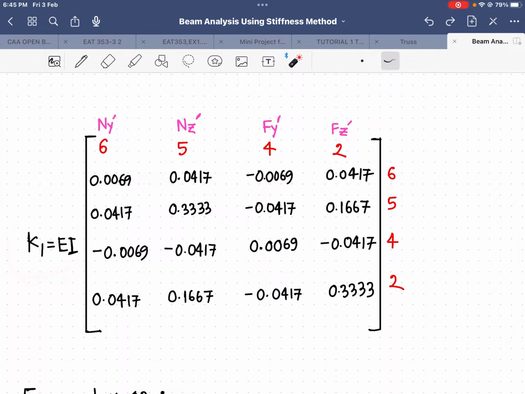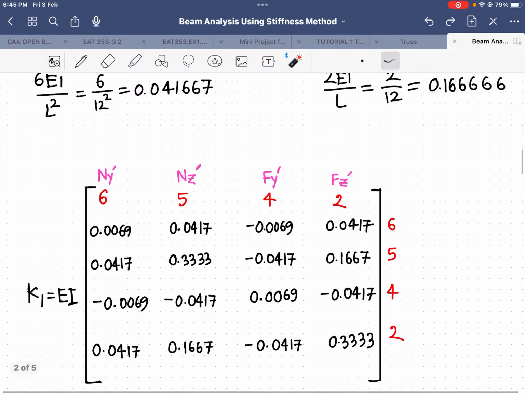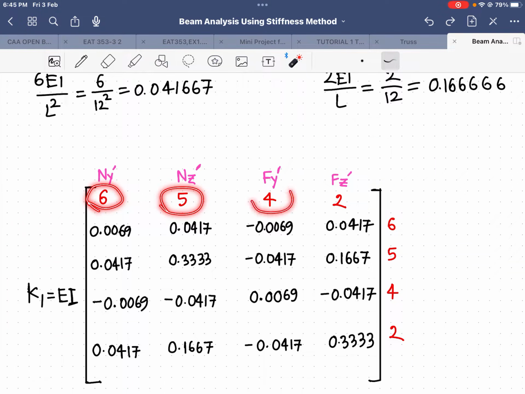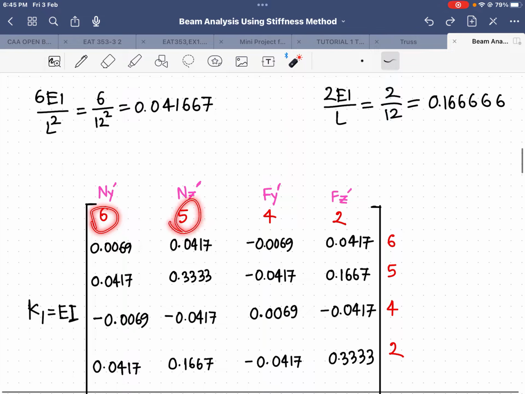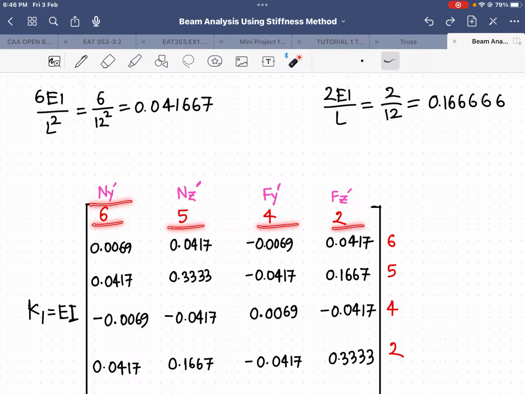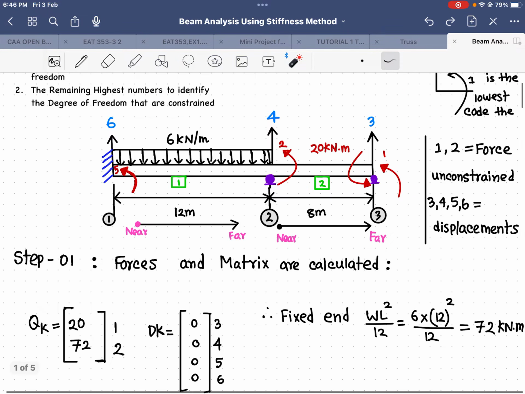All right, so in here there is an interesting point: why do we write the 6, 5, 4 and 2 in this way? This is very important in the stiffness matrix method. So why do I write the 6, 5, 4 and 2? These are the near x, sorry, near y, near z, far y and far z. So how do we get these 6, 5, 4 and 2? I want to show you here.